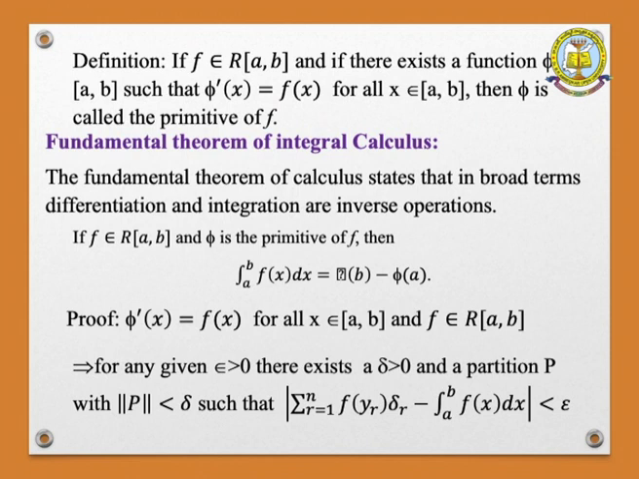Now, we are going to prove the fundamental theorem of integral calculus, which is a very important theorem of calculus and plays a major role in calculus. It states that if f is Riemann integrable on a b and phi is the primitive of f, then integral a to b f of x dx is equal to phi of b minus phi of a. This is the statement of the fundamental theorem of integral calculus.